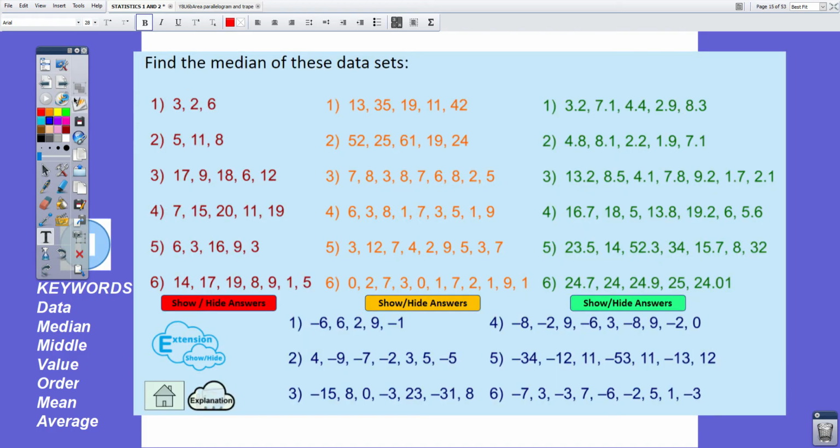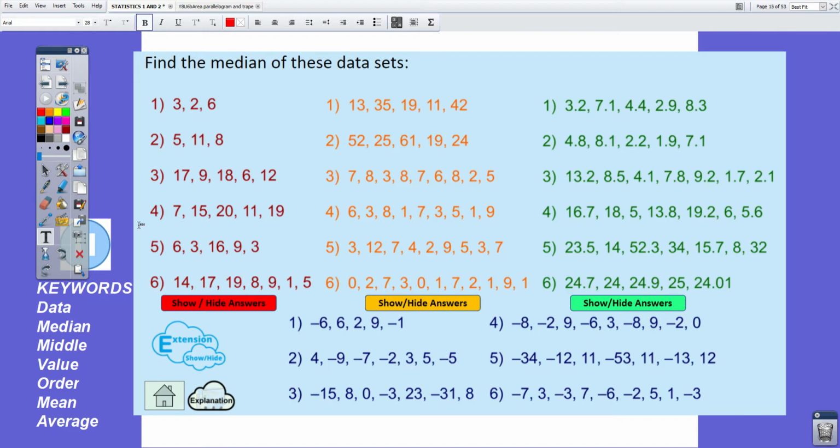Now, what I would like you to try and do, here are some questions on finding the median for data sets. As in the previous lesson, we have some bronze questions that are very easy, very straightforward. Some silver questions that are a little more difficult. Some gold questions that involve decimals. And some more difficult questions, some extension questions that involve negatives.